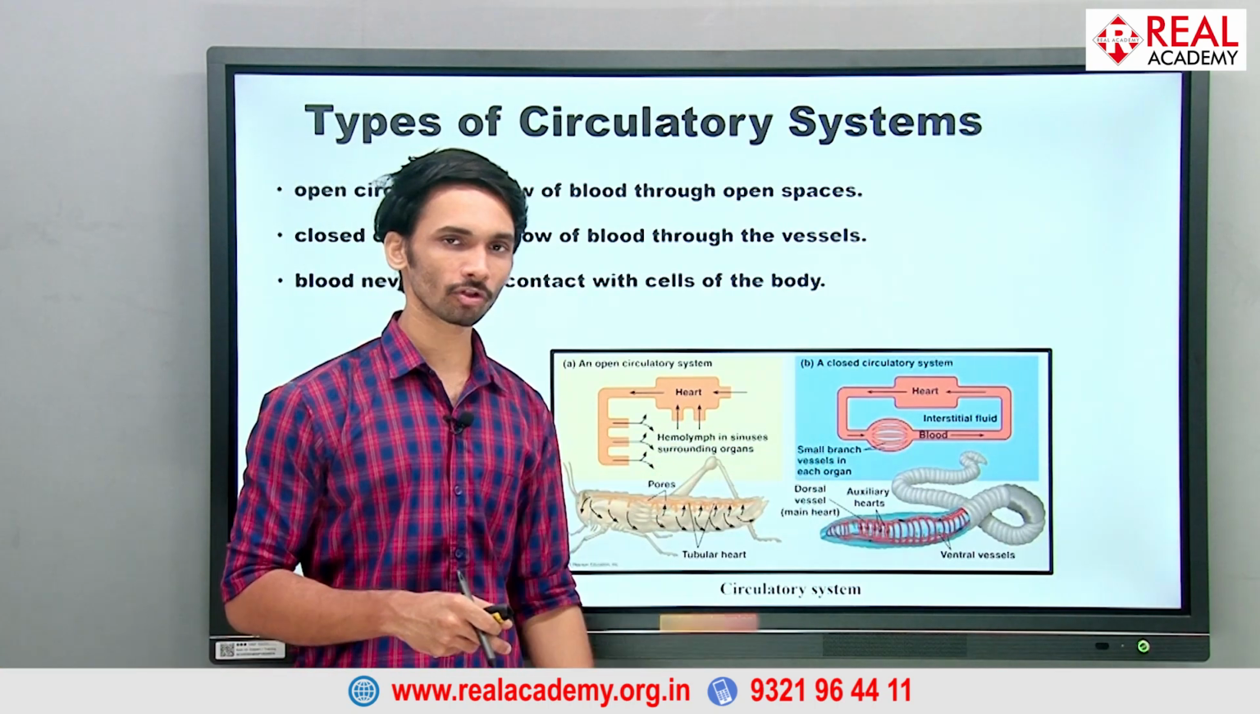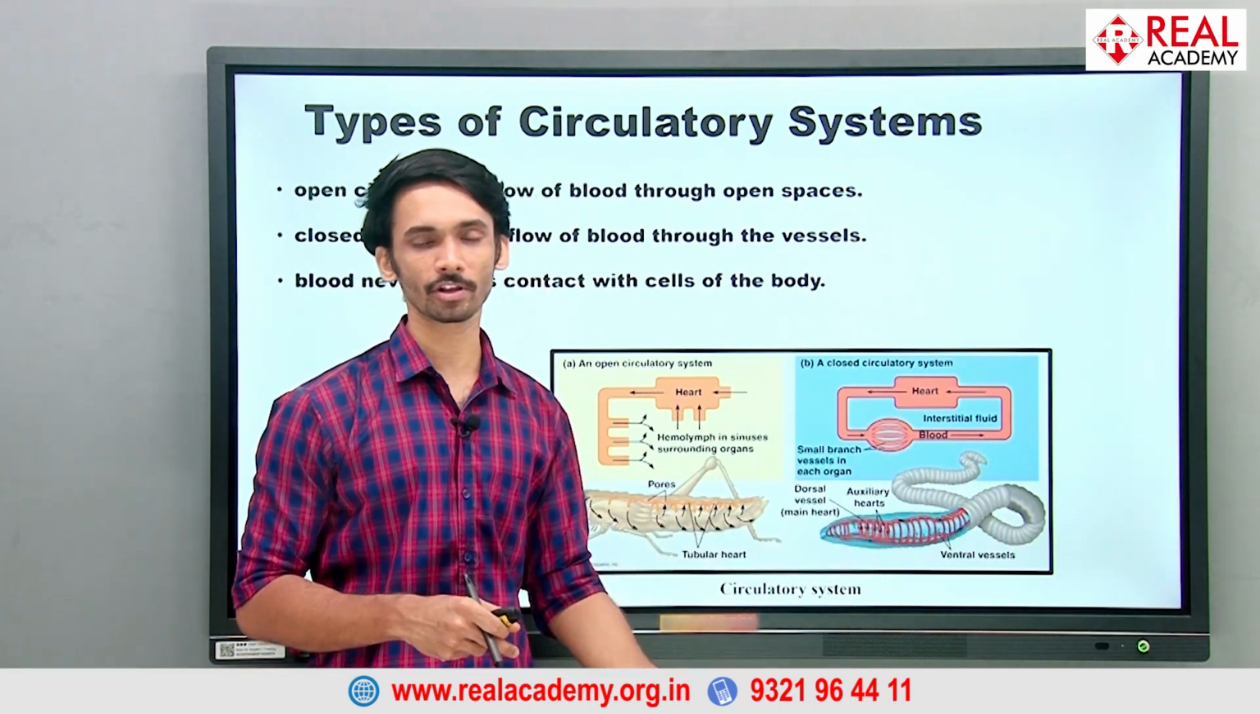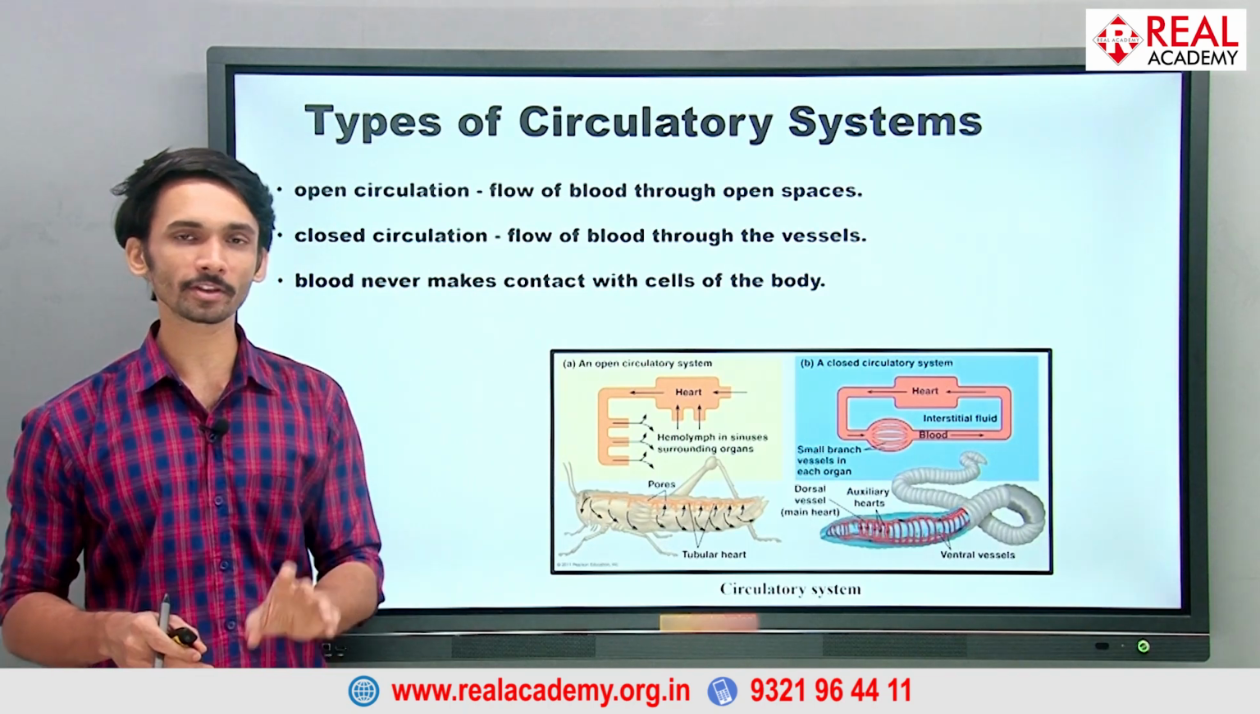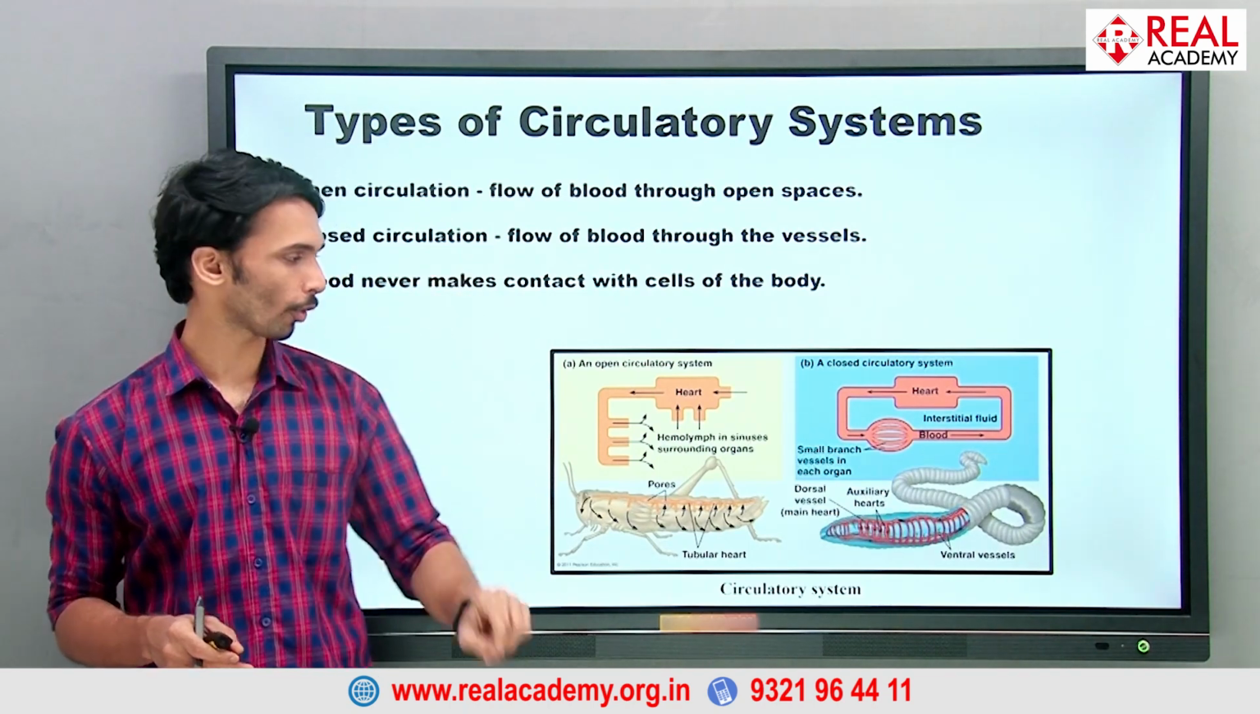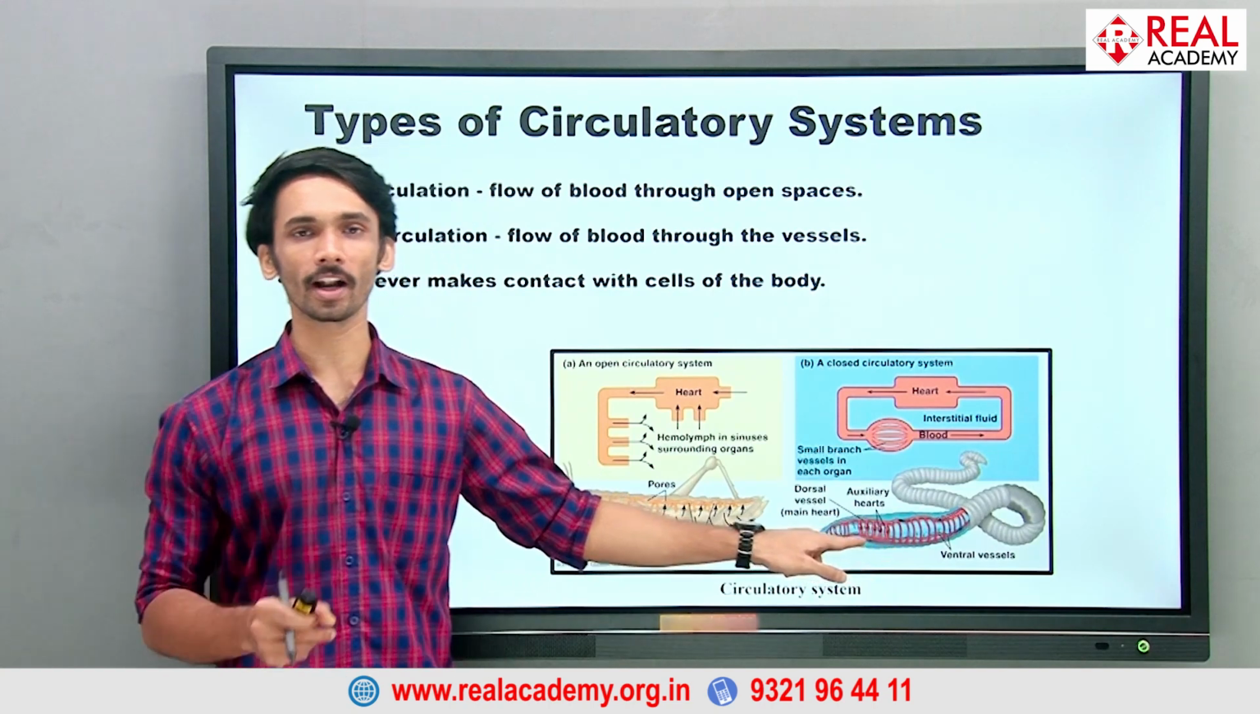If we talk about the earthworm here, you can see the red colored lines on the earthworm, which means what? The blood within the earthworm is flowing in those tubes. Blood is actually flowing in those blood vessels. The tubes are called blood vessels.